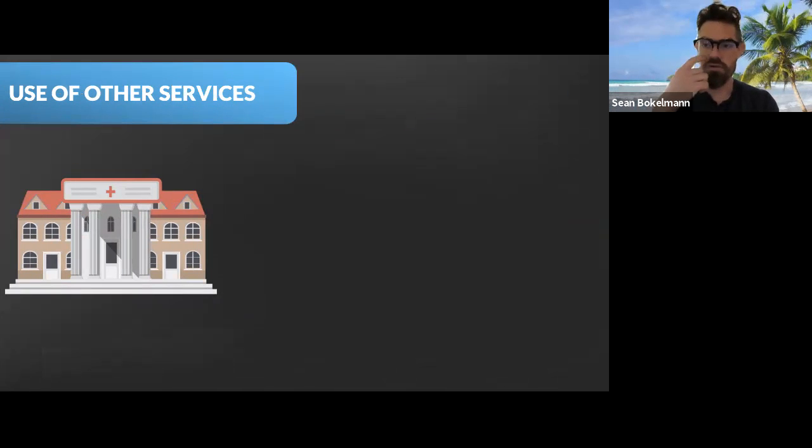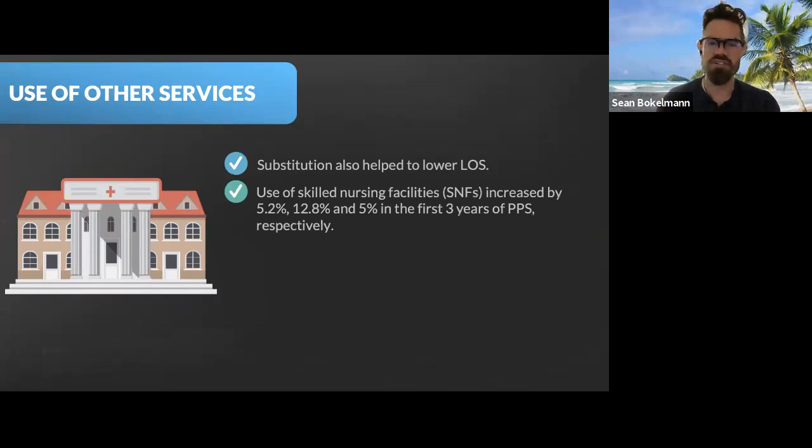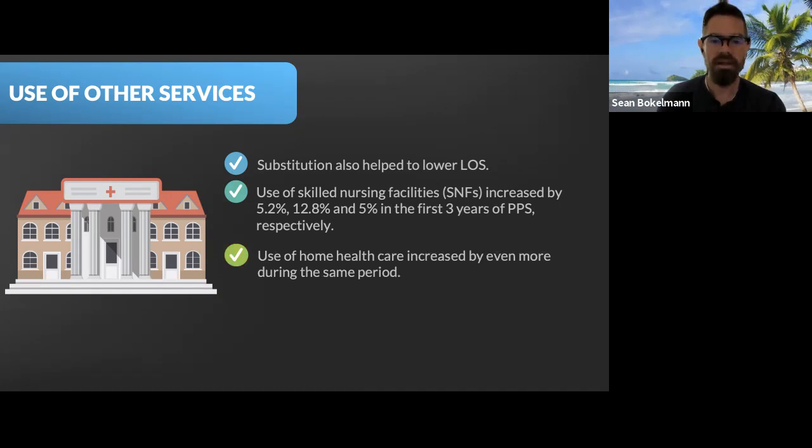Now, this also brings up the issue of potential substitutability, right? Substitution can also help to lower the length of stay. So one of those substitutions is skilled nursing facilities, or SNFs. And the use of these facilities increased by 5.2%, 12.8%, and 5% respectively in the first 3 years of the PPS. Another substitution is home healthcare. And this, in fact, increased by even more during the same period.